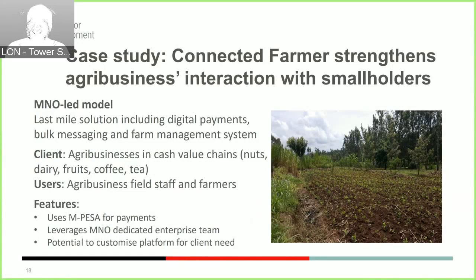So first of all is that Connected Farmer uses mobile money core capabilities. So for example, M-Pesa, which I'm sure you're all familiar with. The platform allows for digital payments and, more interestingly as well, the issuance of e-receipts. So for example, a farmer can receive an SMS to actually let them know how much has been sold and how much they are getting from that transaction.